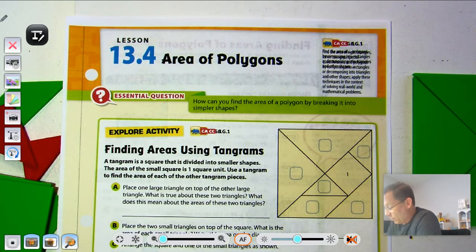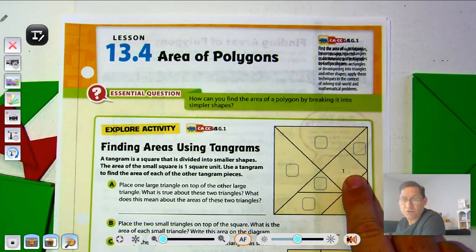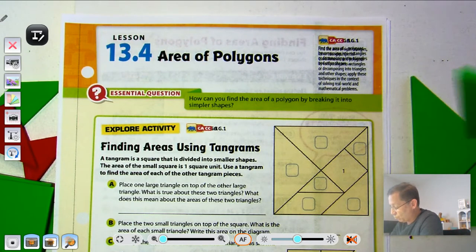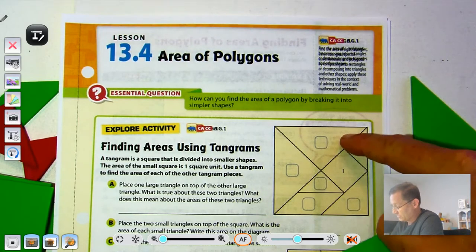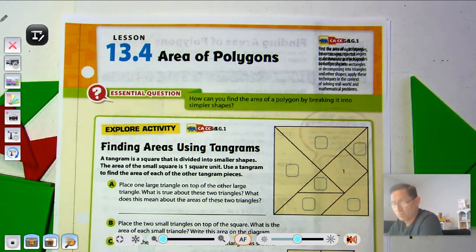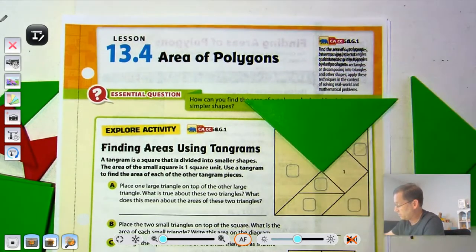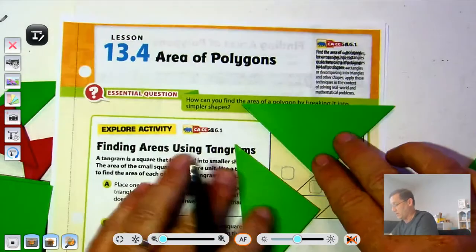So a tangram is a square that is divided into smaller shapes. The area of the small square is one square unit. So this shape right here is one square unit. So we're going to use a tangram to find the area of each of the other tangram pieces. So if we place one of the large triangles on top of the other large triangle, what would be true about these triangles? Well, let's look at it this way. So I have one large triangle and I have another large triangle.